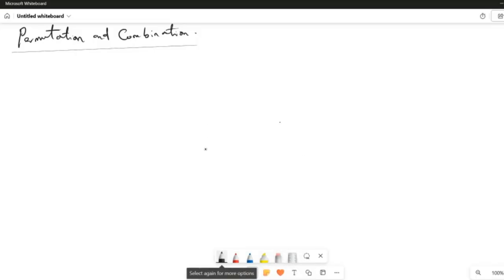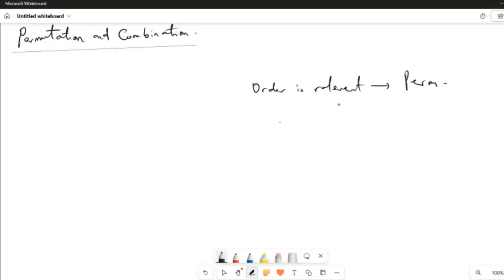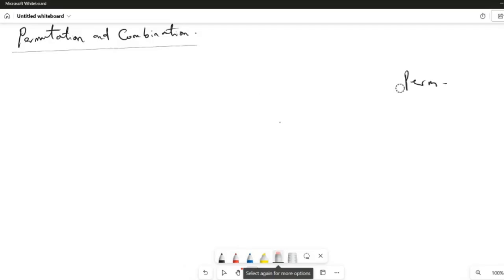Do you get? Now, in permutation, the arrangement is in such a way that the order of arrangement is important. The order is relevant in permutation. So if you're arranging in such a way that the order is important, then that's permutation. But if the arrangement is in such a way that the order of arrangement is not important, is not relevant, then that's when you have combination. So that's the difference between permutation and combination, basically.